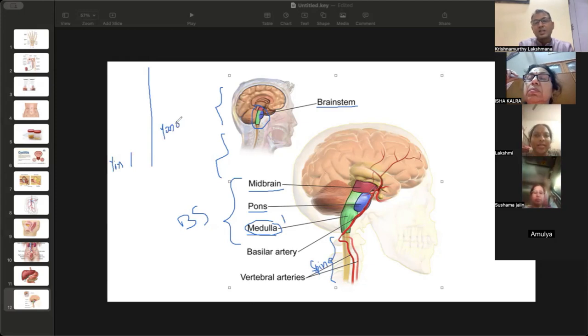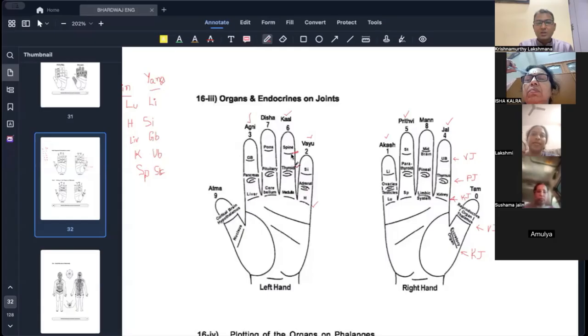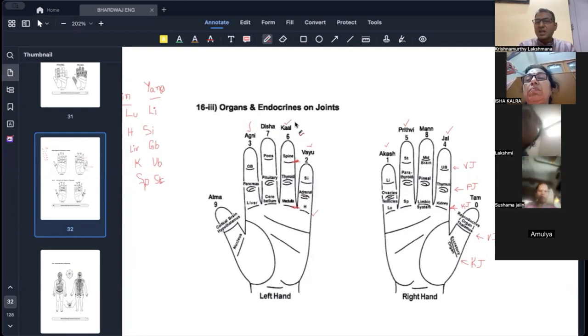Whichever is longer is more yang. Right. So now I am putting the spine in the Vat joint and the medulla in the cuff joint. Clear? Everybody's clear? Yes, sir. So I am putting spine in the Vat joint and medulla in the cuff joint. So it is clear. Now this is more subtle.